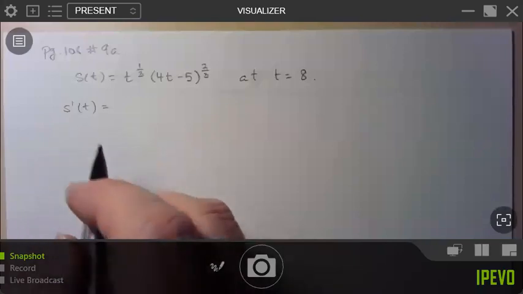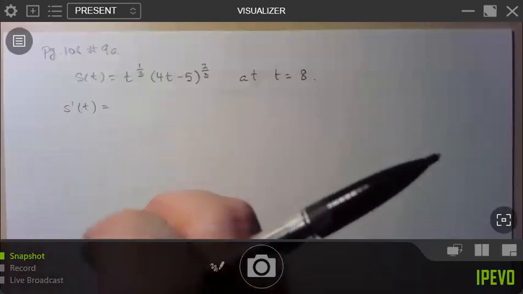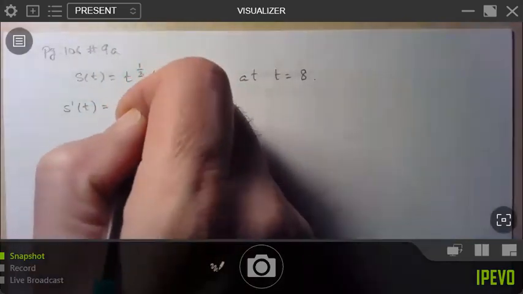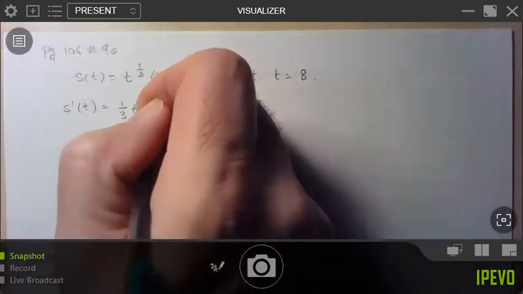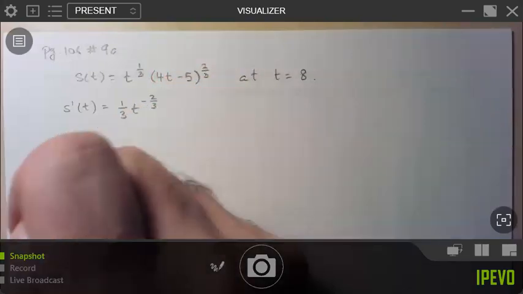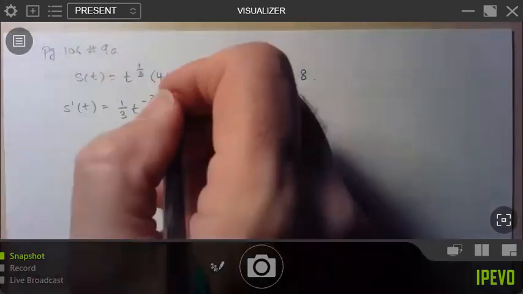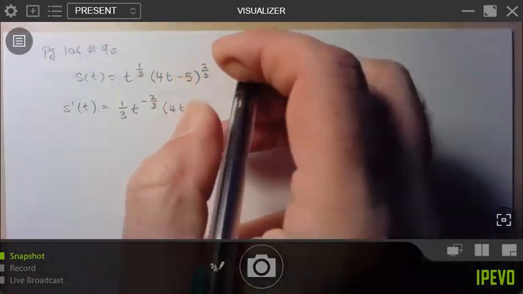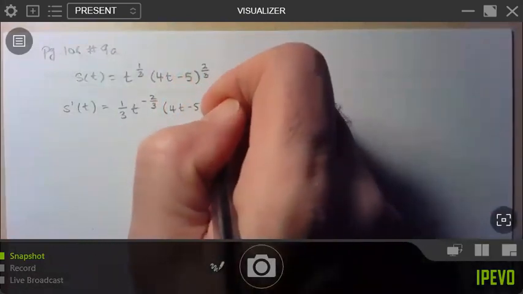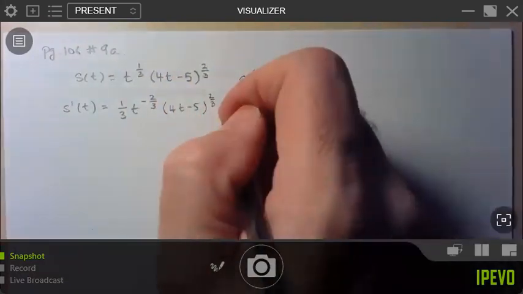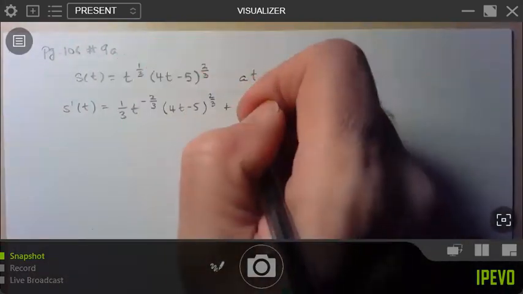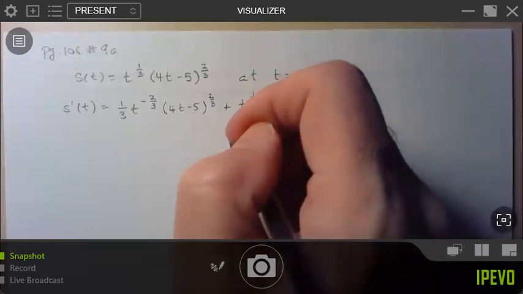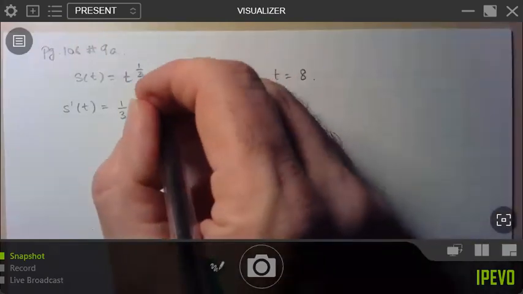All right, so let's take our time here since we have some fractions. The derivative of the first is going to be 1/3 t to the negative 2/3, because 1/3 minus 1 is negative 2/3, times the second function, 4t minus 5 to the 2/3. And then plus the first function, t to the 1/3, times the derivative of the second function.